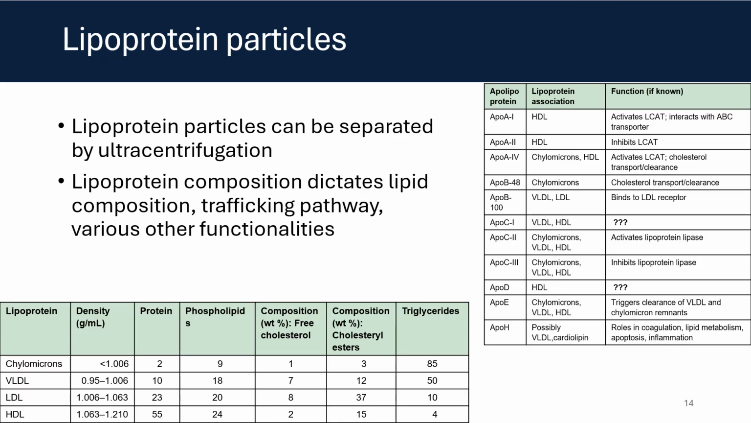As alluded to in the previous slide, the different classes of lipoprotein particles are different because, in part, they have different densities. They can be separated out into discrete layers through ultracentrifugation. And there is actually a reason why the different lipoprotein particles have a spectrum of densities, and that's because they have different compositions. Let's take a look at this table down here.